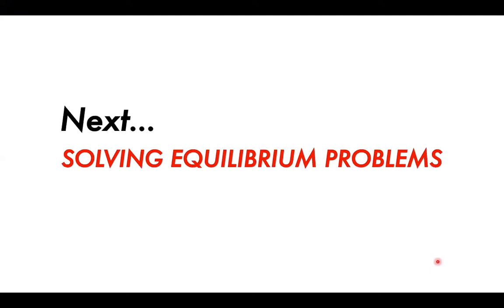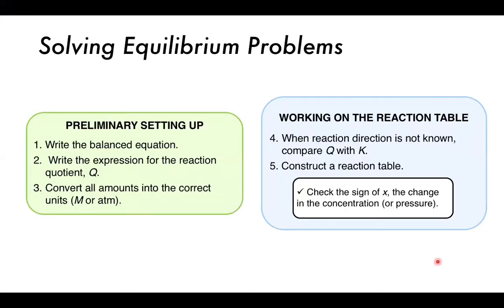Okay, so next, how do we solve equilibrium problems? Solving equilibrium problems, as we've seen, involves a number of steps. First of all, we have to write up our balanced equation. This is our preliminary setup. Then we write the expression for the reaction quotient Q, and we convert all amounts into the correct units, either moles per liter, molar, M, or atmospheres.